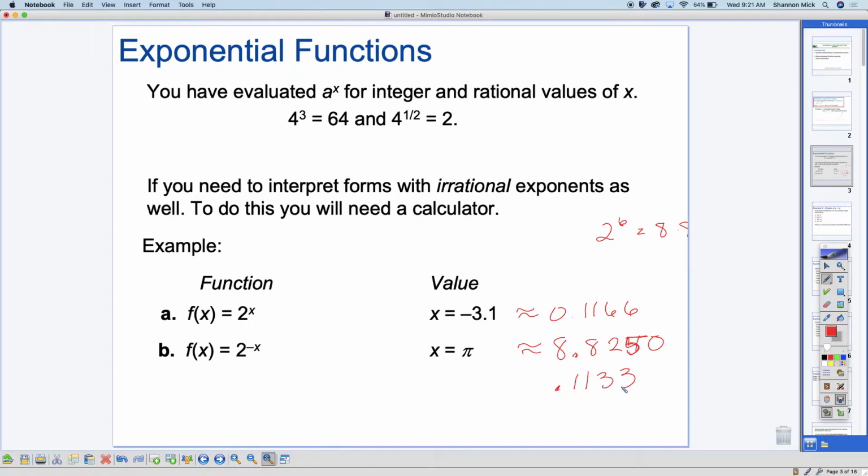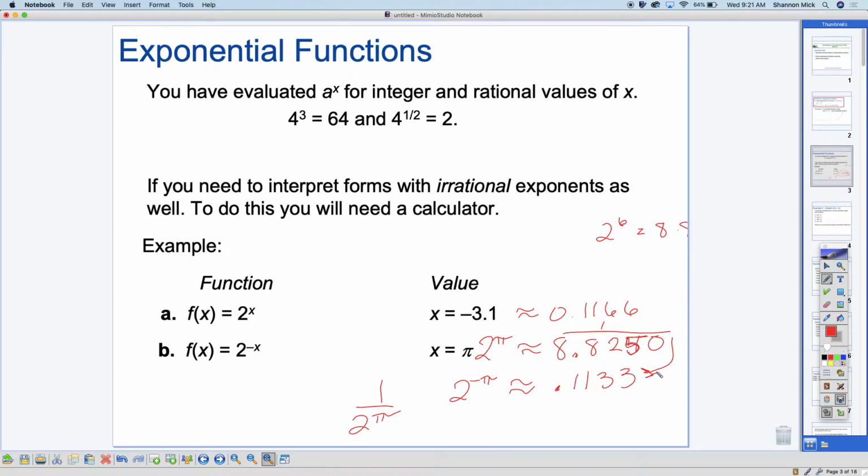0.113. Good catch. Now, this was 2 to the negative pi, correct? And this was just 2 to the pi. So there is a difference. Remember, the negative exponent reciprocates it, correct? So this is really 1 over 2 to the pi. So that means if I put 1 over this, I should get this answer. Try it on your calculator.